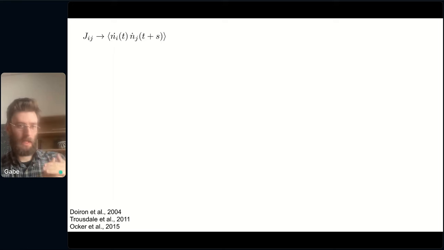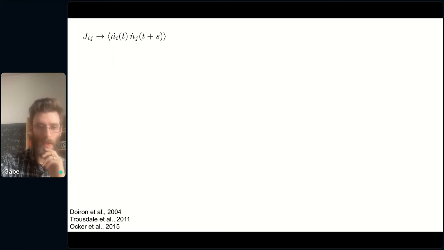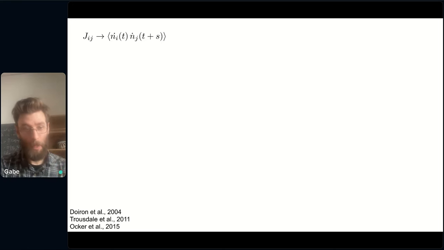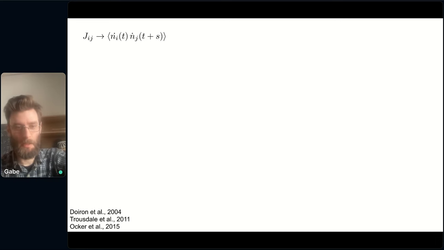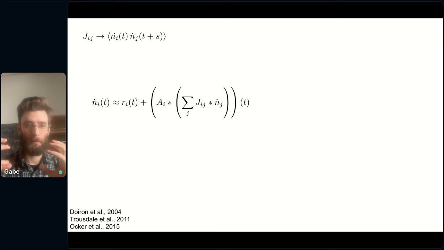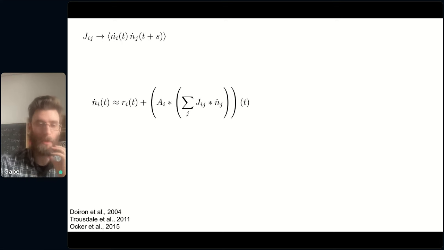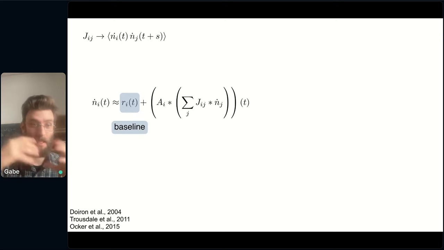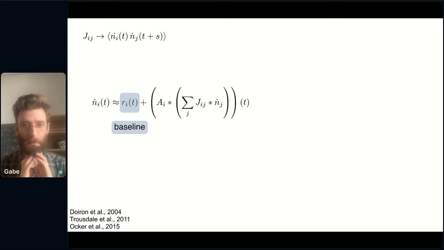It was developed back in the early 2000s by my PhD advisor, Brent Doiron, and later fleshed out, especially by this paper by James Trousdale, Yu Hu, et al. in 2011 in PLOS Comp Bio. The idea here is that we take our spike trains and expand them around some background state, that here I'm calling R. R is a baseline or a background state for these spike trains.